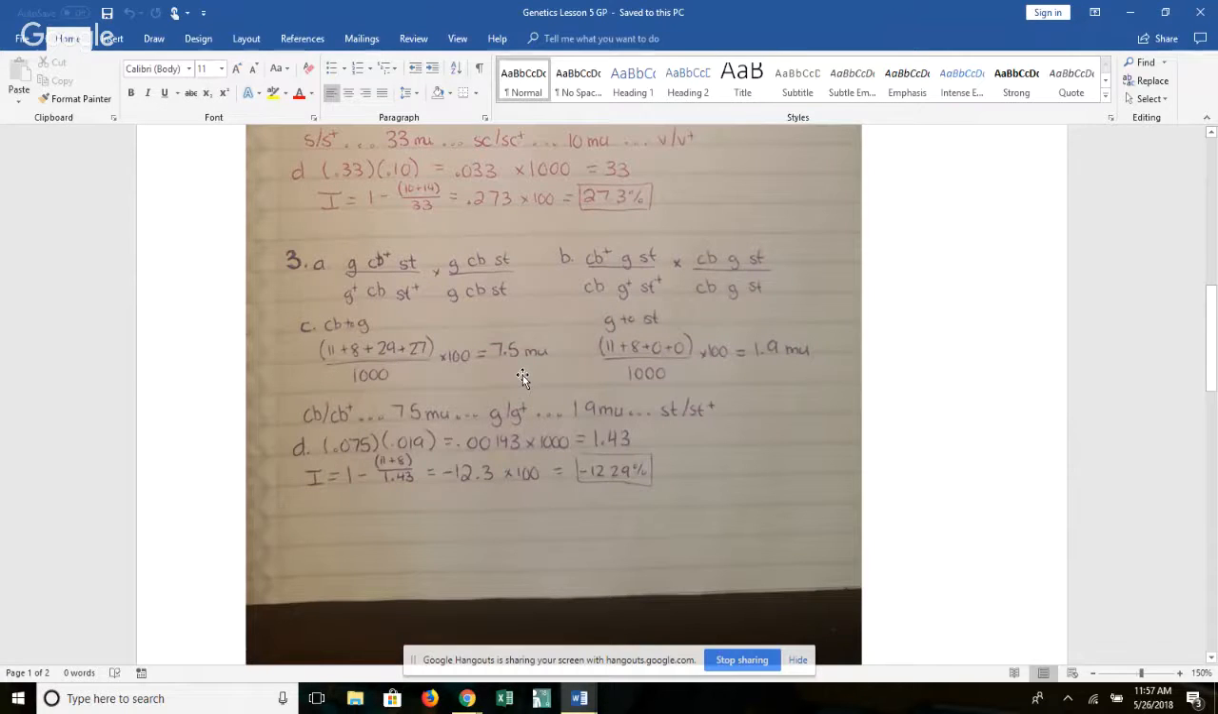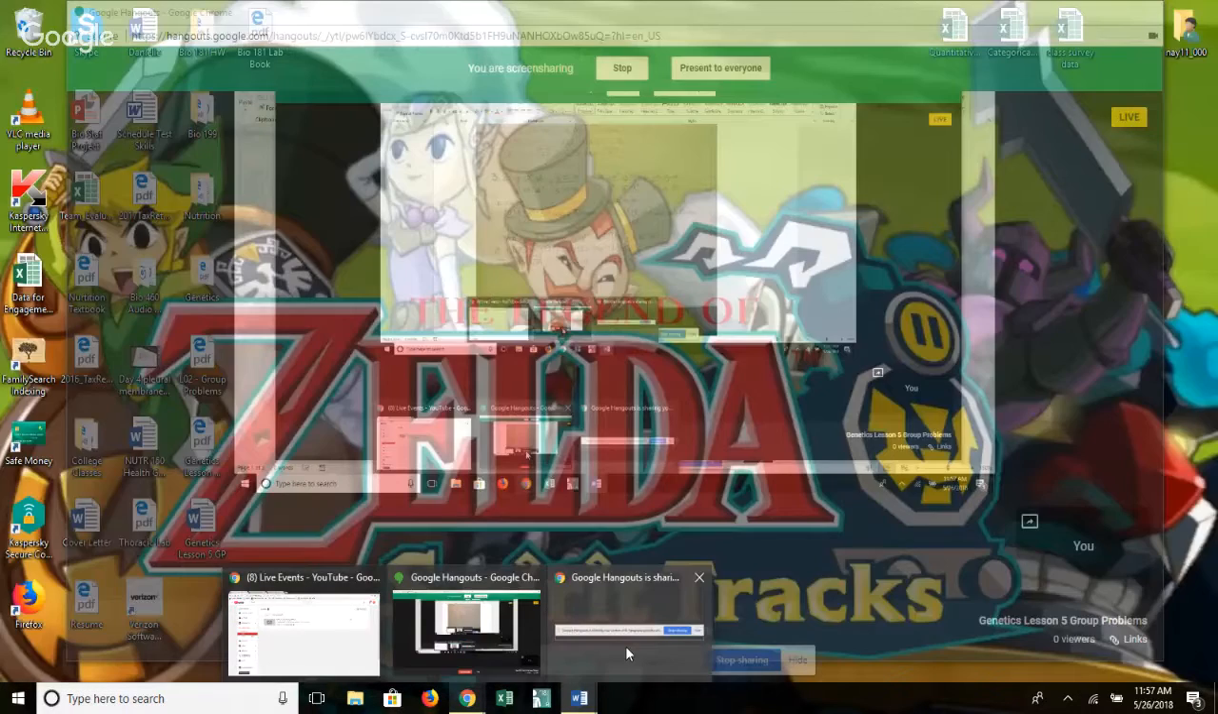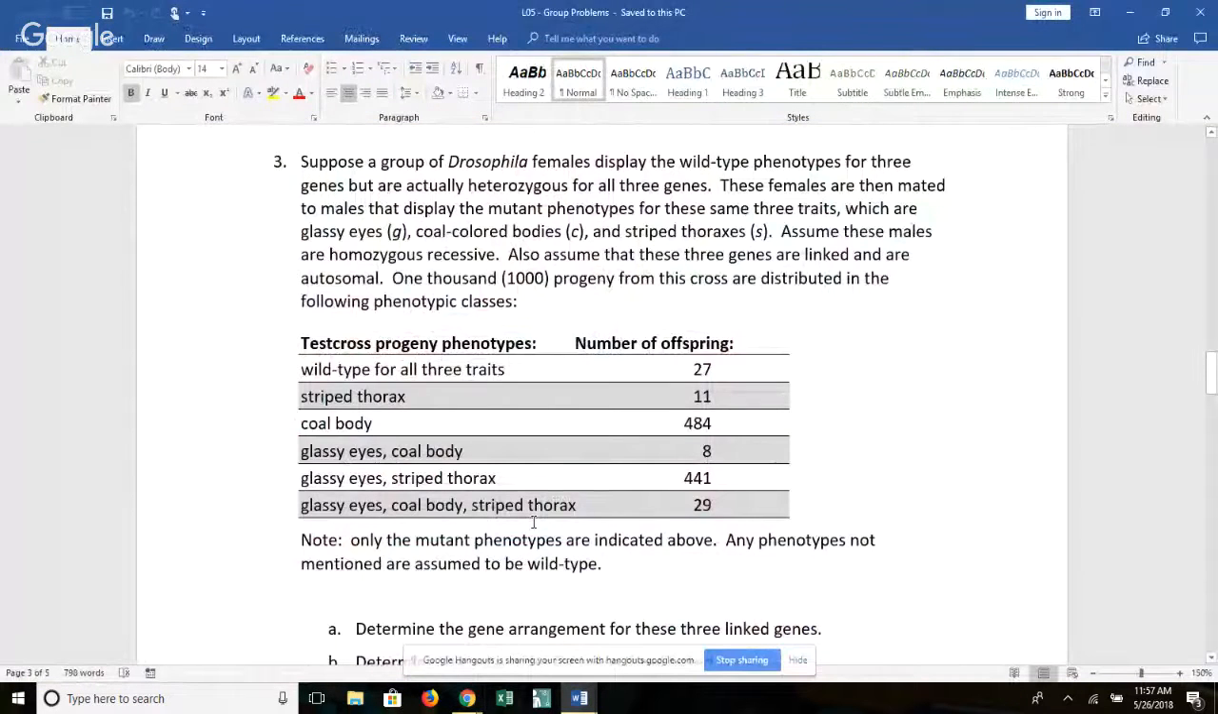And then this was the tricky part for me. From the glassy eyes to the striped body, I didn't see any, what do we call it? Phenotype for as if striped thorax. So I was looking for just glassy eyes, which isn't on here. And I was also looking for a coal body striped thorax, which isn't on here. So I got 0 for both of those.